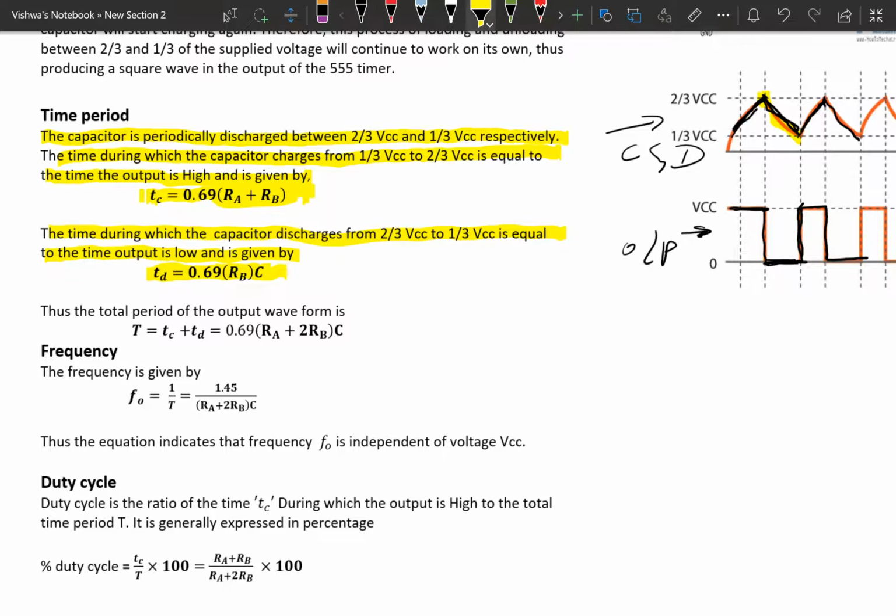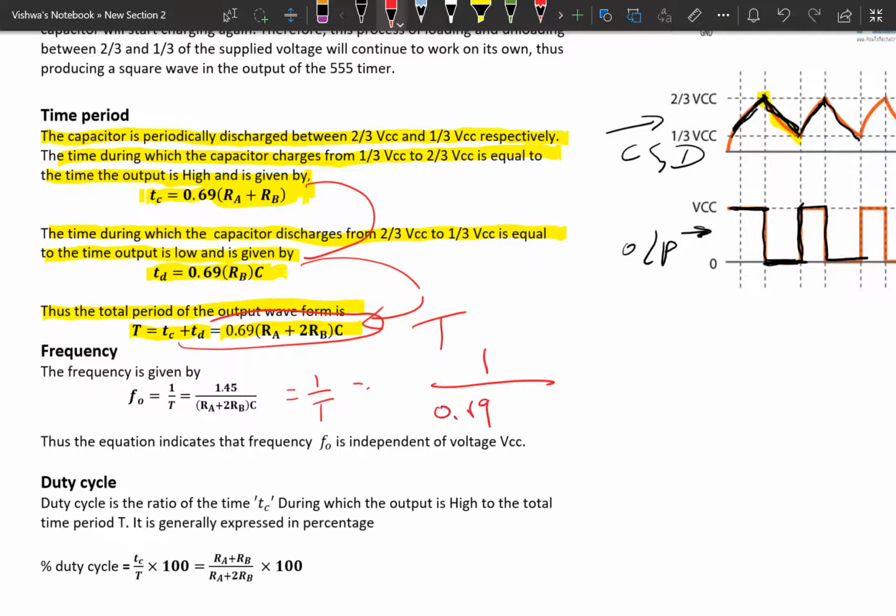Then what about the total time period? The total time period is the sum of time of charging and time of discharging. So it is 0.69 (RA + 2RB) into C. Now we add these two equations, then we get the total time period. And the frequency of this oscillation is given by the reciprocal of the time period. So reciprocal of time period means 1 divided by 0.69 (RA + 2RB) C.